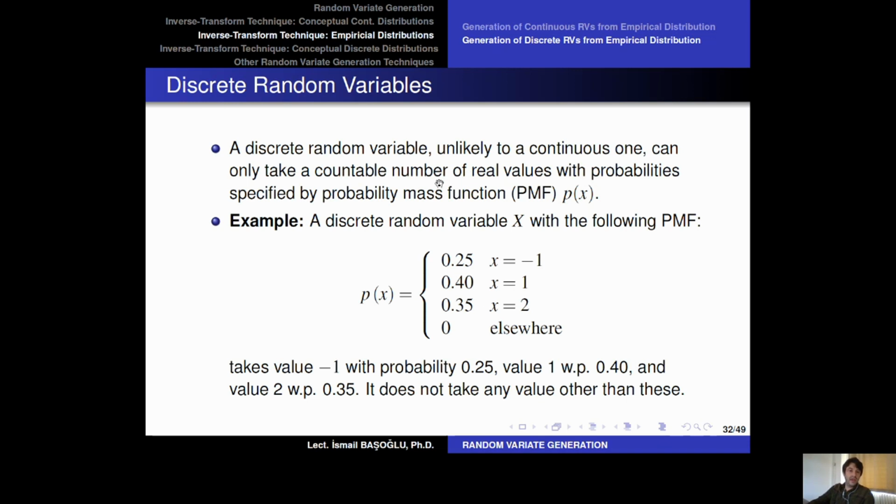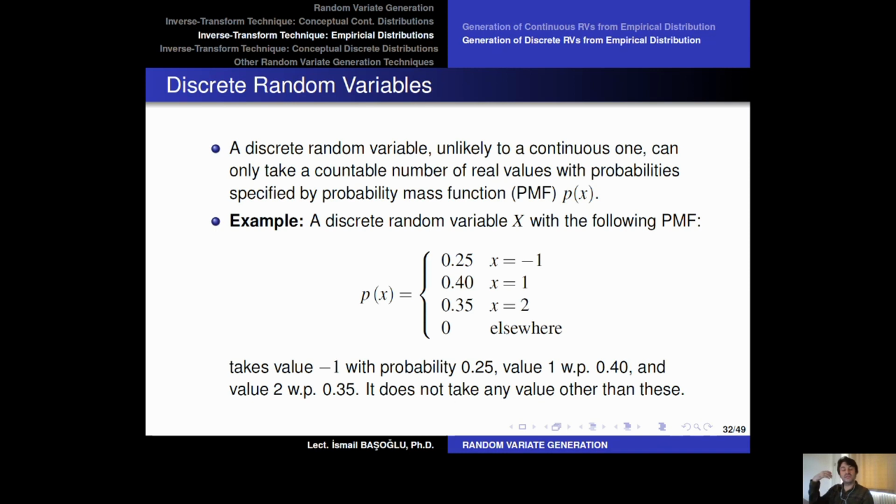So what is the difference between a discrete random variable and a continuous random variable? Let's just remember, a discrete random variable can take a countable number of possible values with specified probability masses. And these probability masses are indicated by the probability mass function here. In this example, we have a discrete random variable which can take three different values with respective probabilities of 0.25, 0.40, and 0.35. It cannot take any other value. It is indicated by the last row here. So this random variable can take three different values with these probabilities.